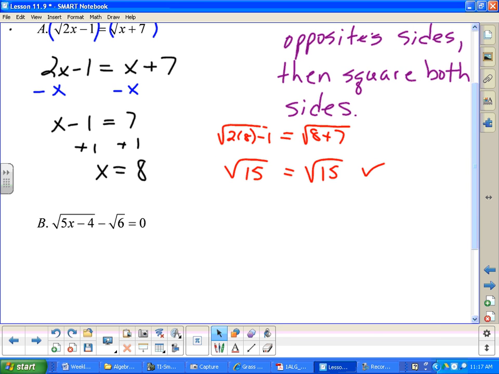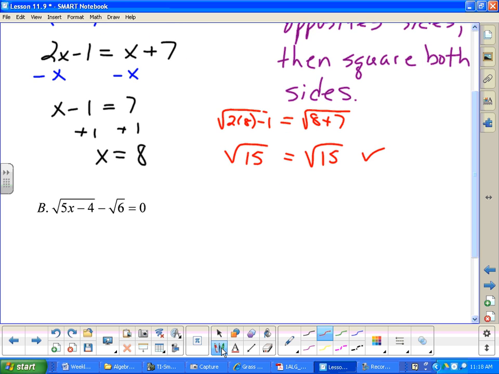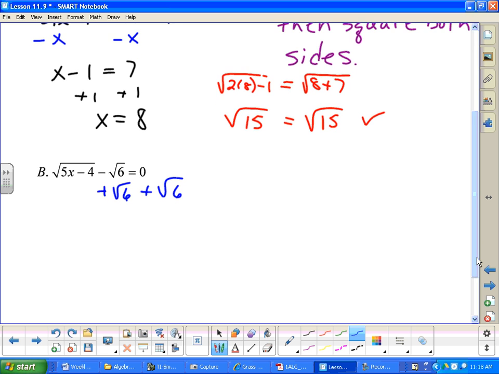Okay. Letter B. Here we have an equation with 2 radicals again. So we said, if we have two radicals, we want to get them on opposite sides of the equal sign. So what does that mean I'm going to do in this case? We're going to add the square root of 6 to start with. So plus square root of 6 plus square root of 6. What's nothing plus the square root of 6? All right, so we get the square root of 5x minus 4 equals the square root of 6.